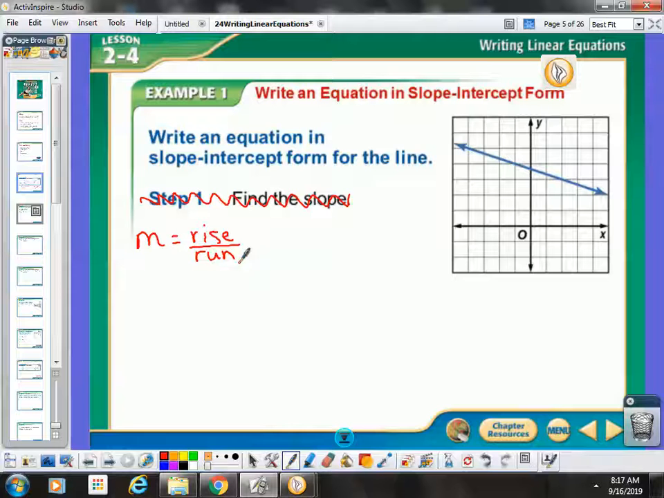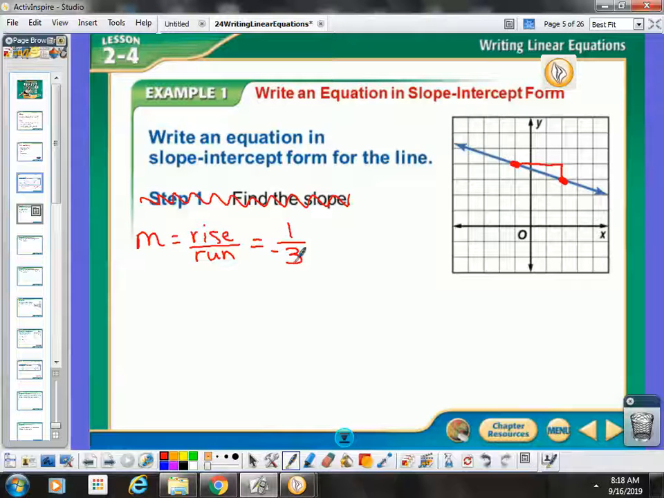So I'm going to pick out two good points. Let's see. Here's one, and here's one. So from one point, I'm going to rise 1, and I'm going to go to the left 1, 2, 3. When I go to the left 3, that makes my run a negative 3.